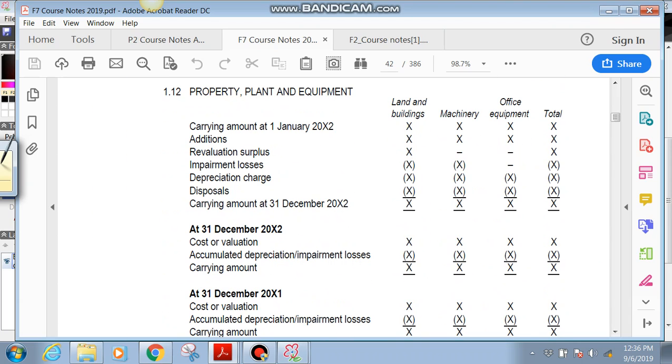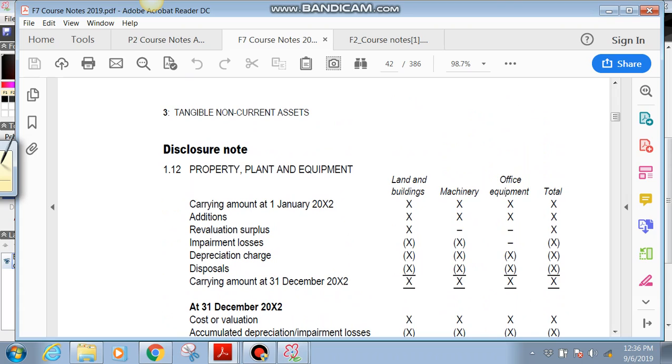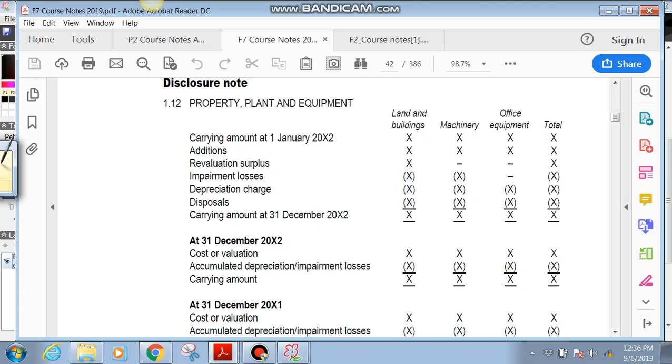So that concludes the recognition. We go to the disclosure. What do you disclose? You disclose the class of assets. For example, land and building should be disclosed separate. Machinery should be disclosed separate. Office equipment, if you've got motor vehicles as well, it should be disclosed separate. Then for each class of assets, you disclose the opening balance of that asset.